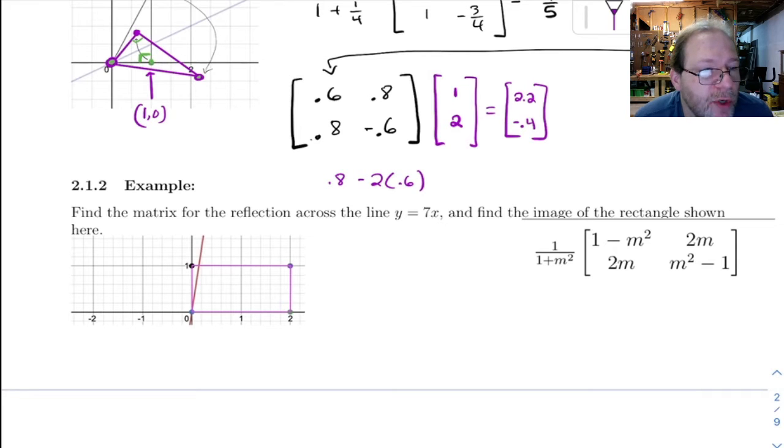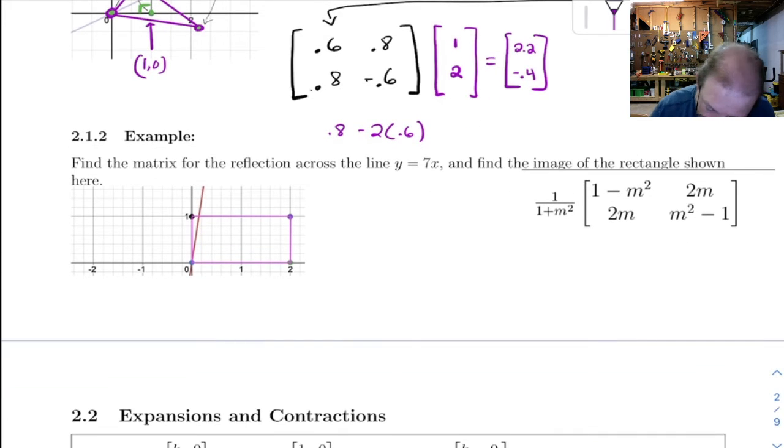Okay, example 212. Find the matrix for the reflection across the line y equals 7x and find the image of the rectangle shown. I copied the formula for the matrix down here. And I picked 7x because it's going to be reasonably nice as a number to use. When we plug it in, this will become 1 over 1 plus 7 squared.